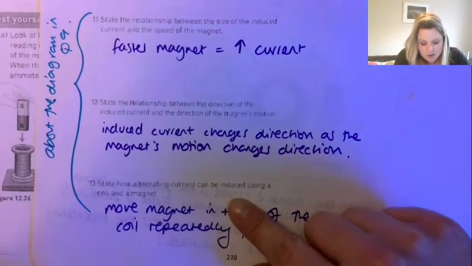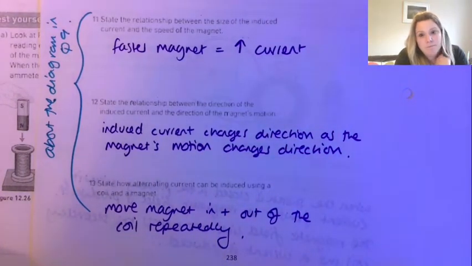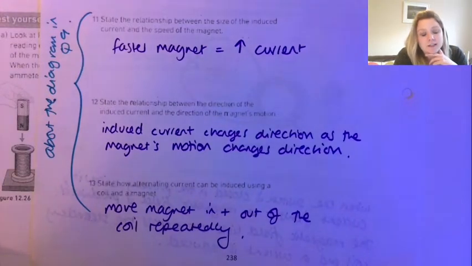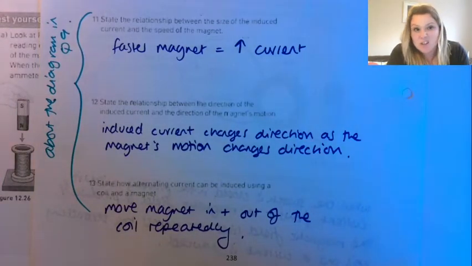And then state how alternating current can be induced using a coil and a magnet. If you just keep moving the magnet in of the coil and out of the coil over and over again, then you're going to end up with an alternating current, because with that change in direction of the magnet, the current's going to change direction.